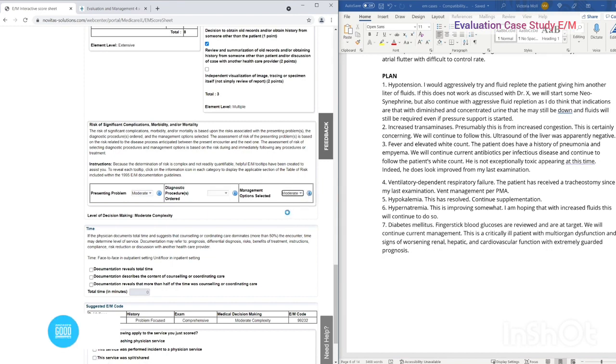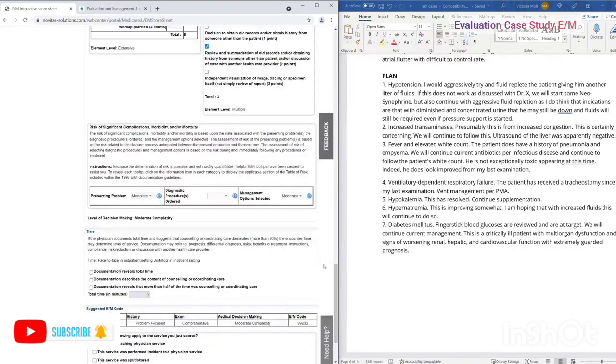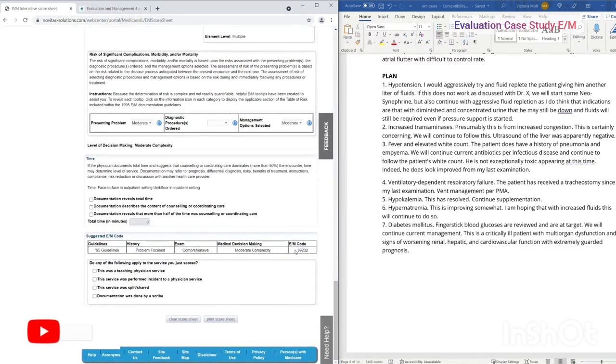Management options, we definitely have at least that moderate for the prescription drug management. We're not doing elective surgery. We're not doing monitoring for toxicity because they're on very regimented drug therapy. We're not doing a DNR or de-escalating care. So I think in this case, again, it's more of our moderate level. So that'll bring us to a 99232 level of service because we have a problem-focused history, comprehensive exam, and moderate level decision making. Now, let me look at one other thing though.